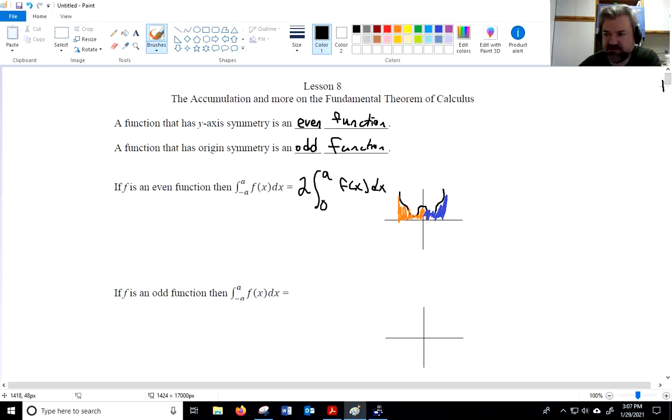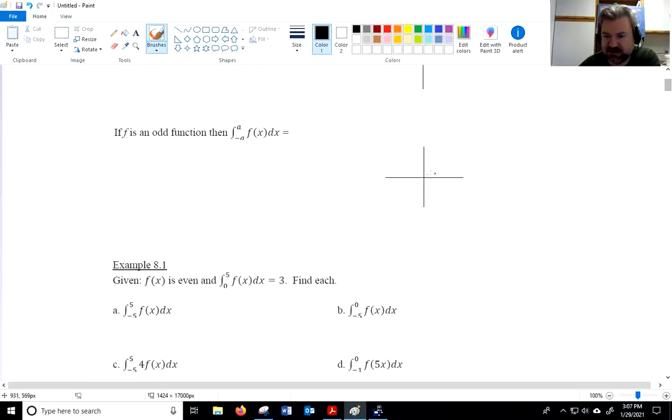Now, if we had an odd function, again, it can look like all sorts of different things, but it has to be symmetric about the origin, meaning that, if I did this correct, I could rotate it and it would look the same if I did a 180-degree spin.